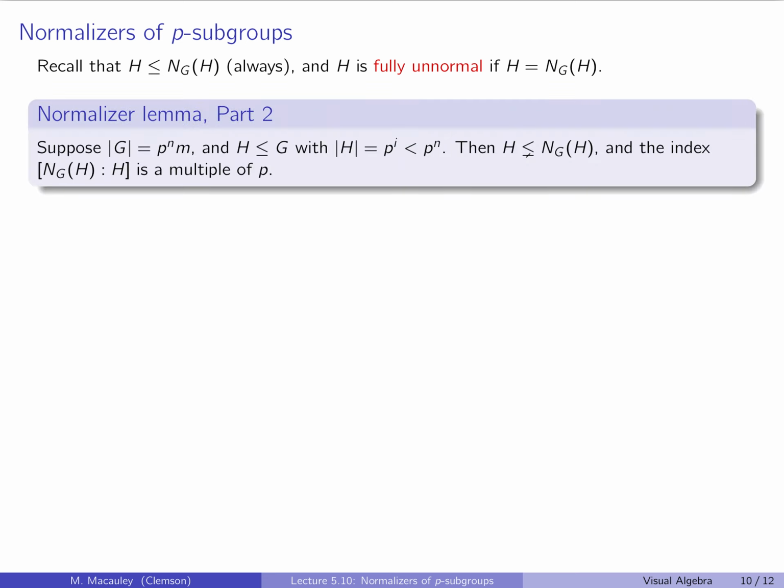The normalizer lemma part 2, or number 2, says that suppose G is a finite group of order p to the n times m. Remember, p does not divide m. And H is a subgroup of G whose order is a power of p, but strictly less than p to the n. So it's a p subgroup, but not a maximal p subgroup. Then I claim that the normalizer grows. So the normalizer strictly contains H itself. And the index of the normalizer is a multiple of p.